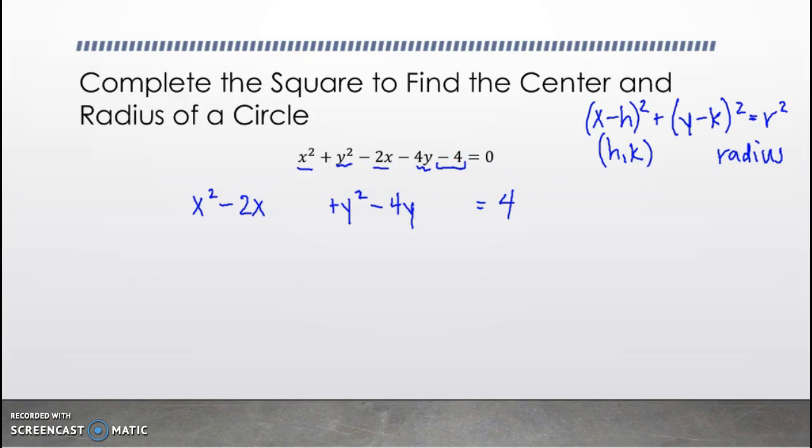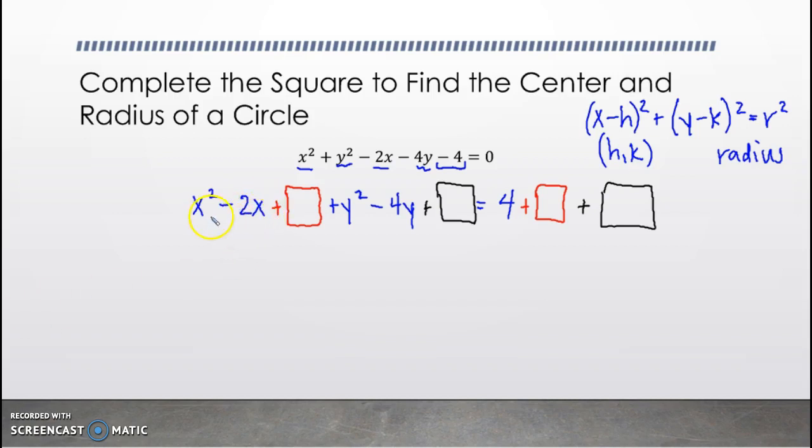Now I'm going to have to complete the square twice. I have to do it once for my x's and once for my y's. So I'm going to add the box in here for the x, and whatever I do on the left side, I have to do on the right side. So I'm going to add that same box. And then I'm going to do another box for the y's. Same thing, whatever I do on one side, I have to do on the other side.